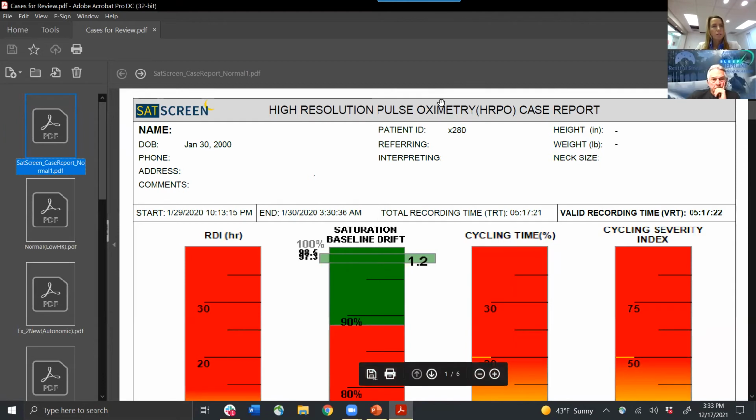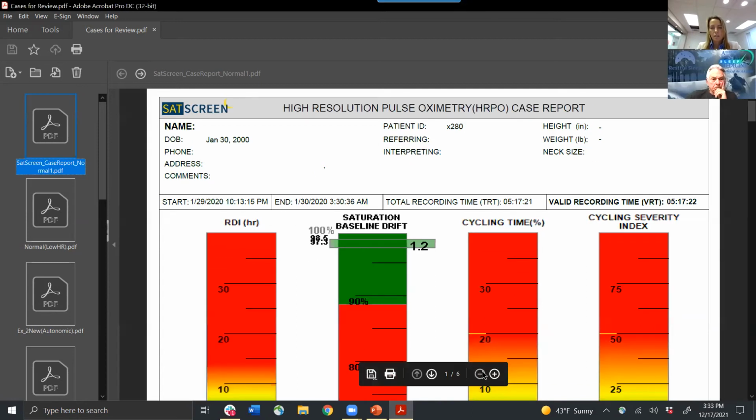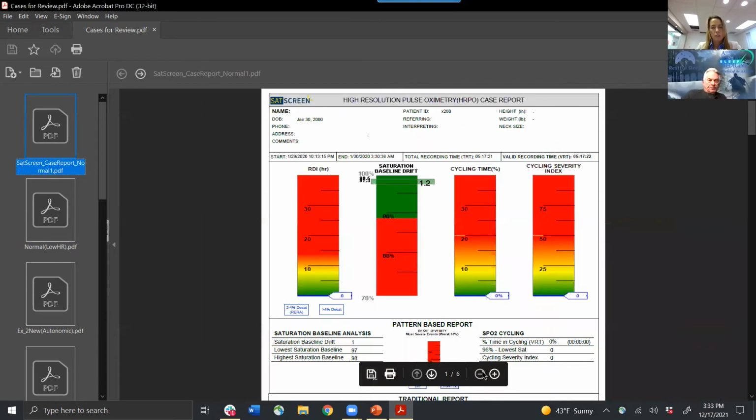So what we'll do here is we'll just go ahead and look through some example cases from the more normal to some more severe types of cases. And for the first one, I'll just go through basically how I would tend to read a report.